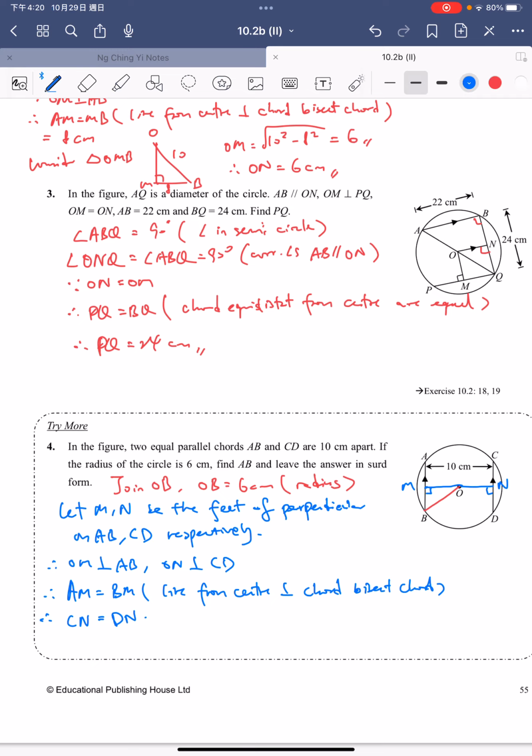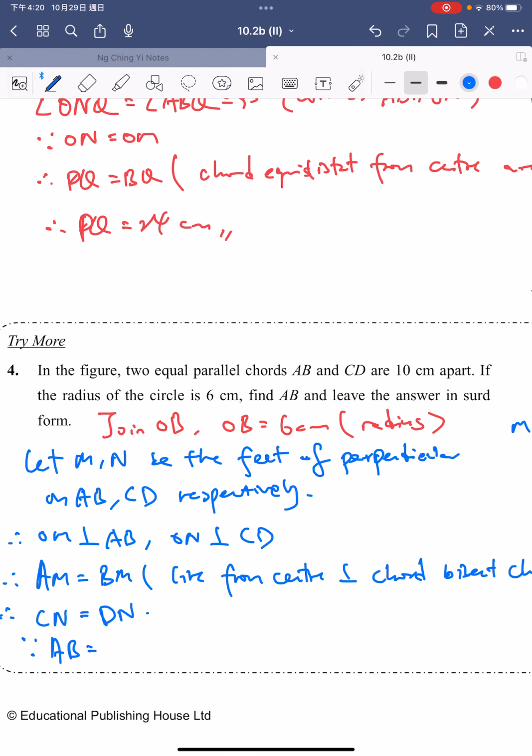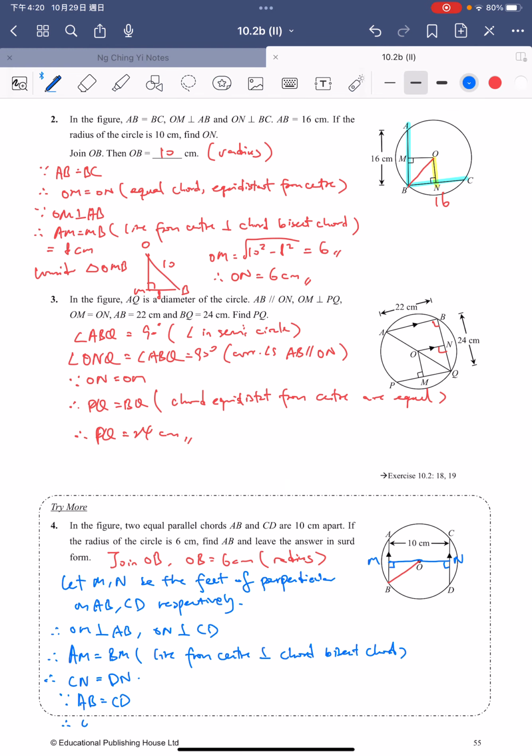So first of all, you can write down that as AB is equal to CD, we have OM equal to ON, which is going to be equal to 10 divided by 2, which gives you 5 cm. The reason for that is that equal chords are equidistant from the center. So now we have NO equal to 5, and OB is equal to 6.